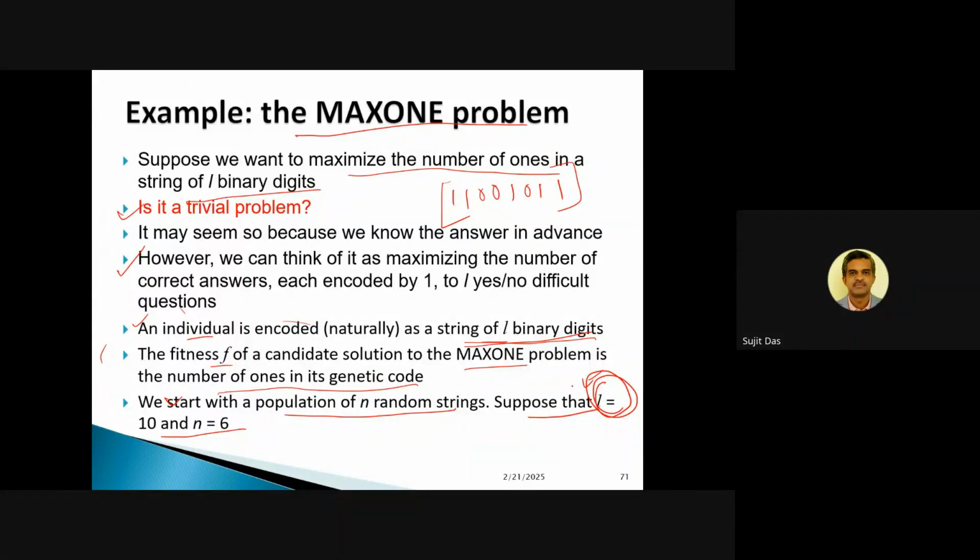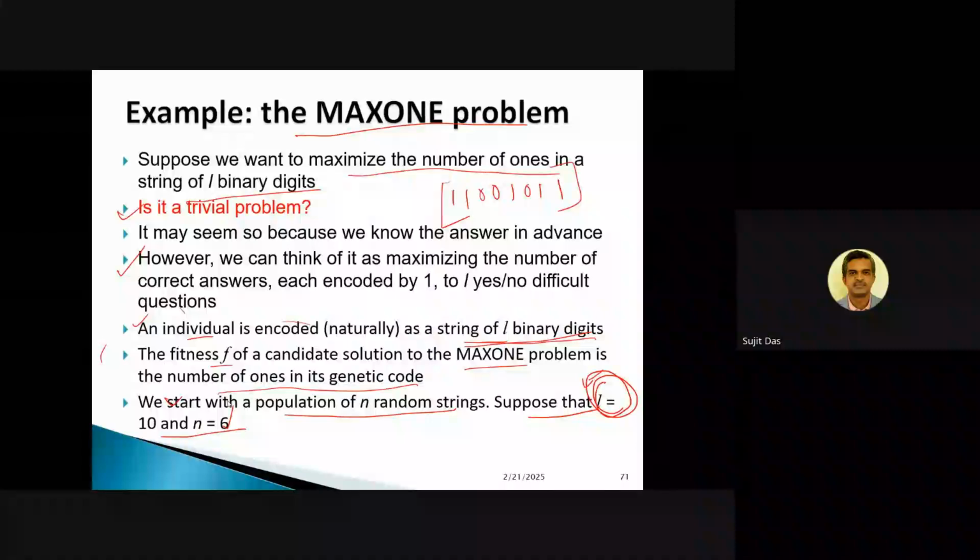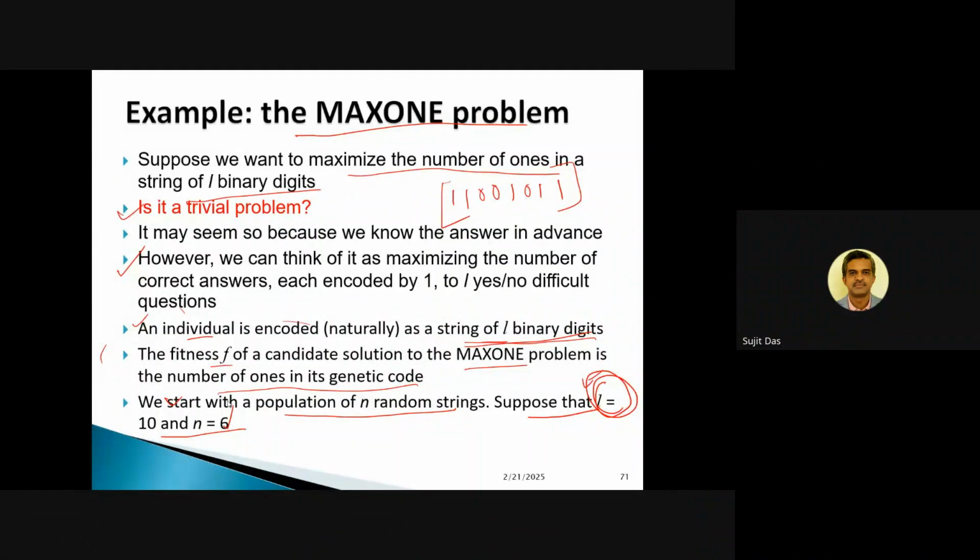That means the total number of ones and zeros is 10, the size of the chromosome. What is N? It is the number of solutions you are using in a population. That is 6. Now you may ask me, sir, how do we determine how many solutions we keep in a population? For the simplest problem we are taking 6, but once you are working, we may take 50 or 100 solutions in a population.